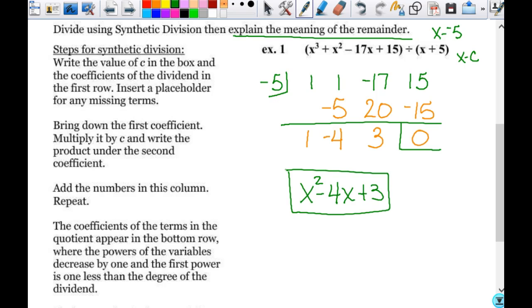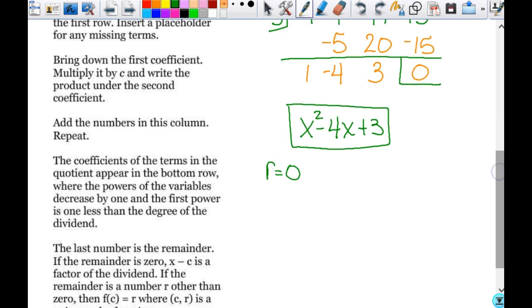Then I also need to explain the meaning of the remainder. Since r equals 0, what does that tell you? What does that tell you about x plus 5? It's a factor. So r is 0, then that means that x plus 5 is a factor. And I won't make you write out "is a factor of" and write out the whole other one. Okay? I could make this worse. I could make you write out a whole other stuff.